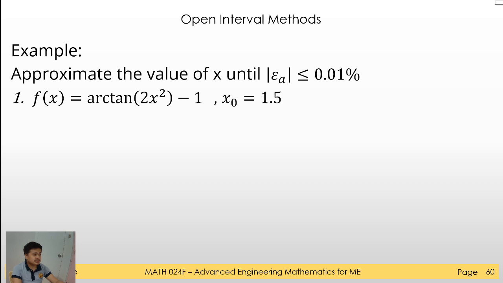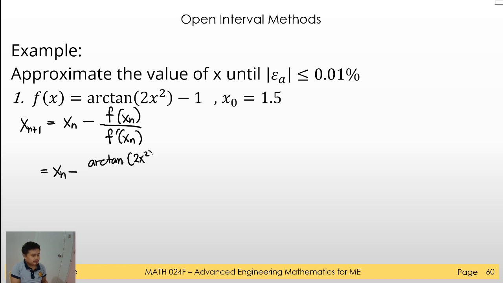If f of x is equal to arctangent of 2x squared minus 1 when the initial guess is 1.5. So how do we do this, guys? Again, our iteration function for the iteration scheme is x sub n plus 1 is equal to x sub n minus f of x sub n over the derivative of f of x sub n. The f of x here, guys, is already this function. So this will be equal to x sub n minus arctangent of 2x squared minus 1. This is your numerator, your function.